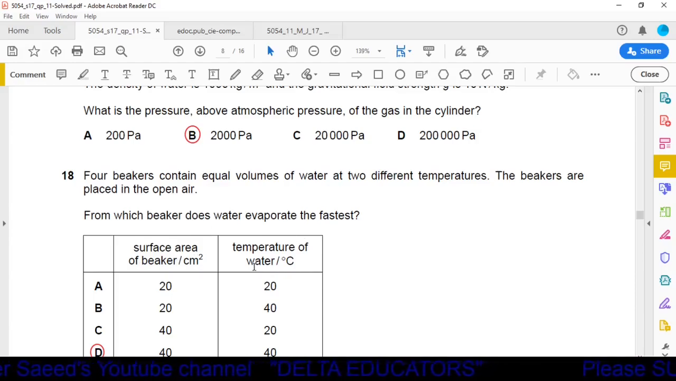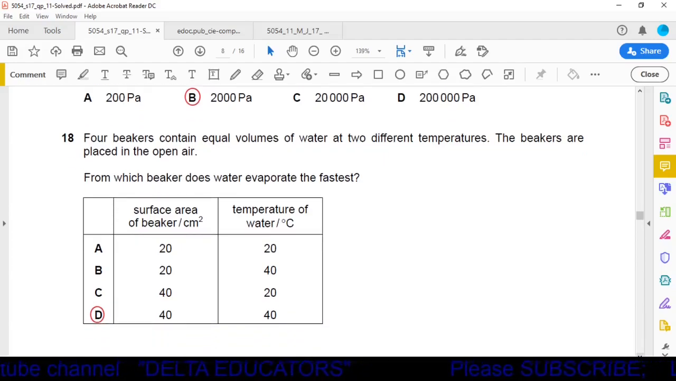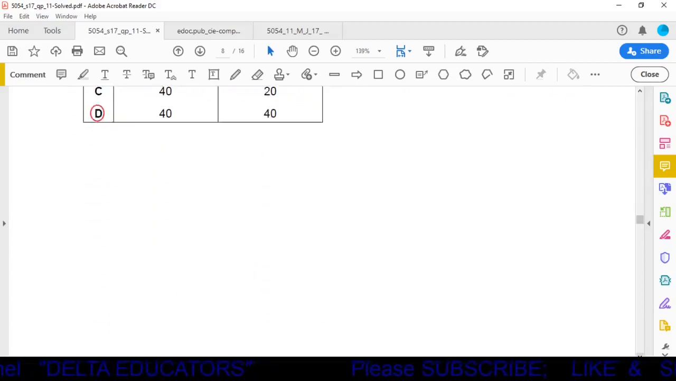Okay, we have studied that evaporation depends on surface area and also on temperature. For more surface area, evaporation will be more, and for more temperature, evaporation will be more. So now we have to check where the temperature is more and surface area is more. Here in option D, we are looking surface area is maximum and also temperature is maximum. So we can say evaporation will be maximum in option D. So option D is the correct one.